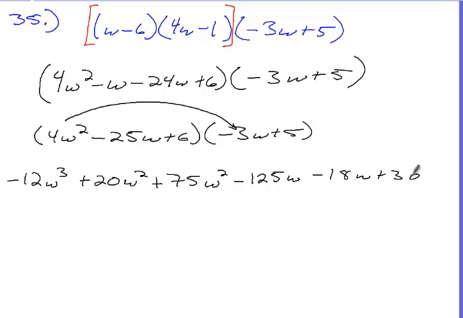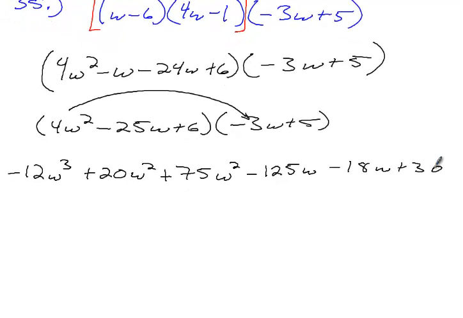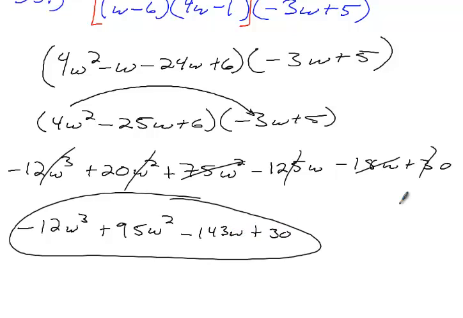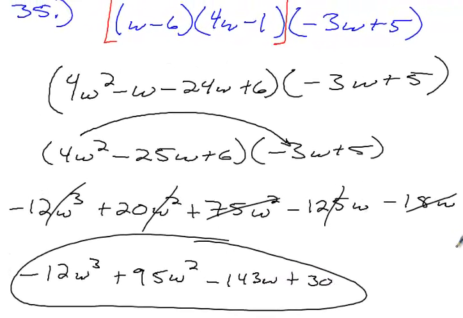Are there any questions on what I'm doing? Like, I know this is long and kind of tedious, but are there any questions on the actual math side? Group up your like terms, and you're going to get -12W cubed plus 95W squared minus 143W plus 30. All right, so any questions on 35? All right, number 13, what's it say?